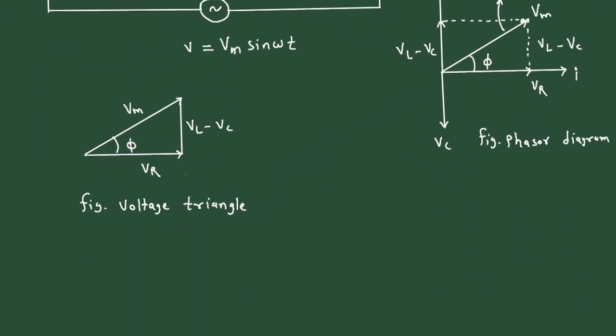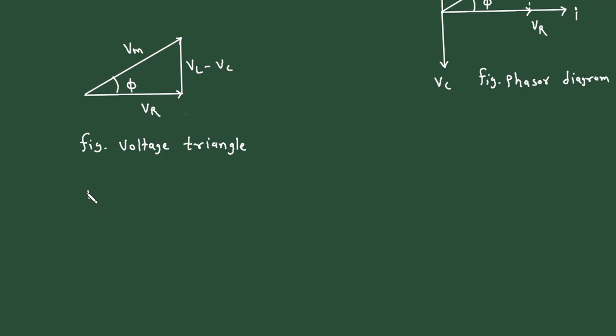So here we can write, if we divide all quantities by I, then we get Vm by I. First we will write VR by I, then we will see what is Vm by I. So VR by I is called resistance.